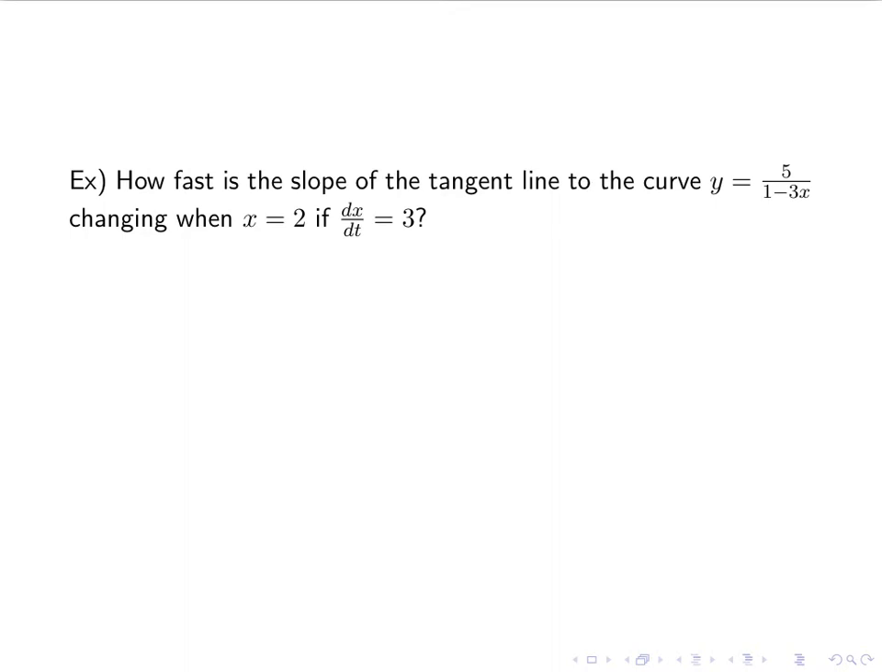How fast is the slope of the tangent line to the curve y equals 5 over 1 minus 3x changing when x equals 2 if dx/dt equals 3? So this one's a little bit tricky if you don't read it carefully. How fast is the slope of the tangent line changing? So I need to know how fast the slope of the tangent line is changing, which means I need to know the slope of the tangent line. The slope of the tangent line is dy/dx. So I need to find dy/dx, which is the normal everyday derivative that we've been dealing with since week 2 or whatever.